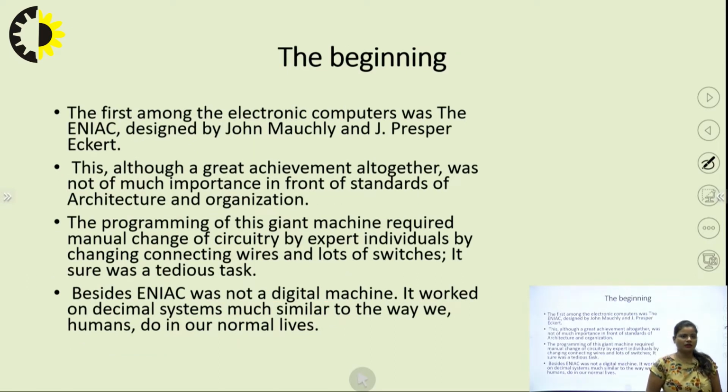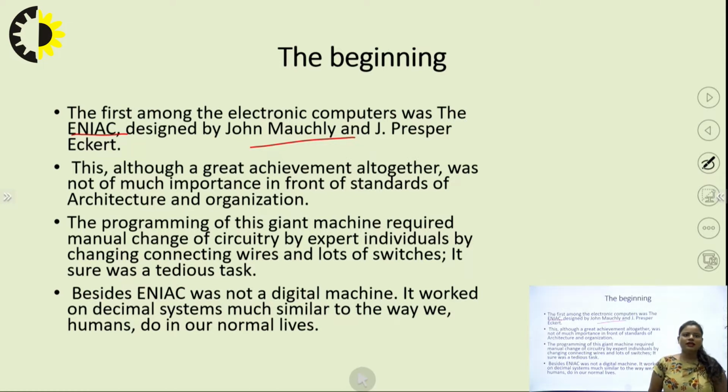We have to start with the beginning. We should know where it all started. The first electronic computer was the ENIAC, designed by John Mauchly and J. Presper Eckert. This was the beginning, where we started designing our computer systems.